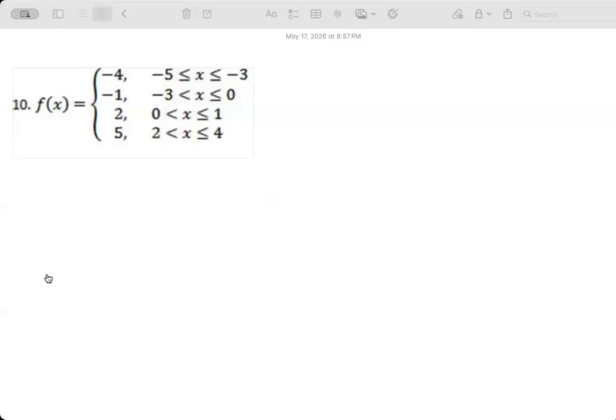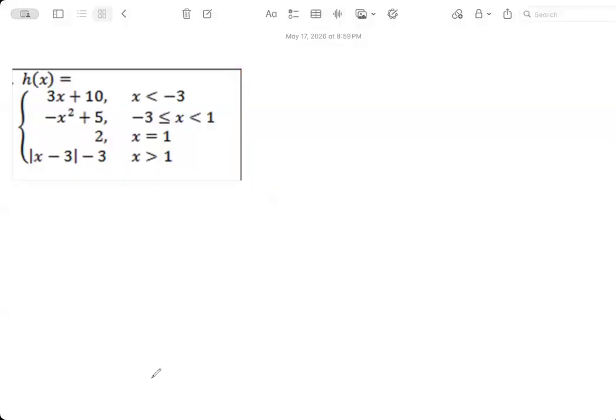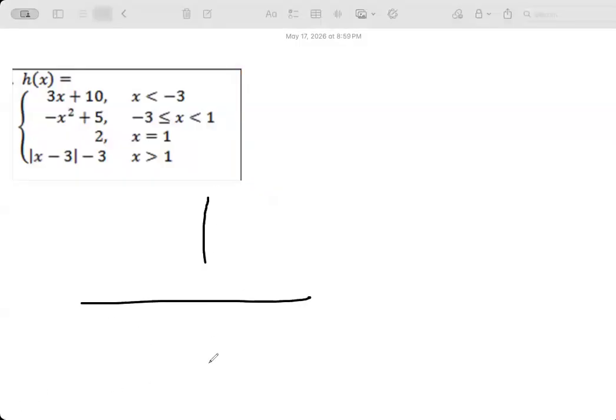Okay, I'm going to draw one more that's hard. Okay, let's see. How about this? This I feel is hard, honestly. Let's see. I will draw it. Okay, this one, let's try, guys. 1 2 3, -3 -2 -1. So what happens here? Less than -3 is 3x plus 10. Oh wow, 3x plus 10, and there is a hole.